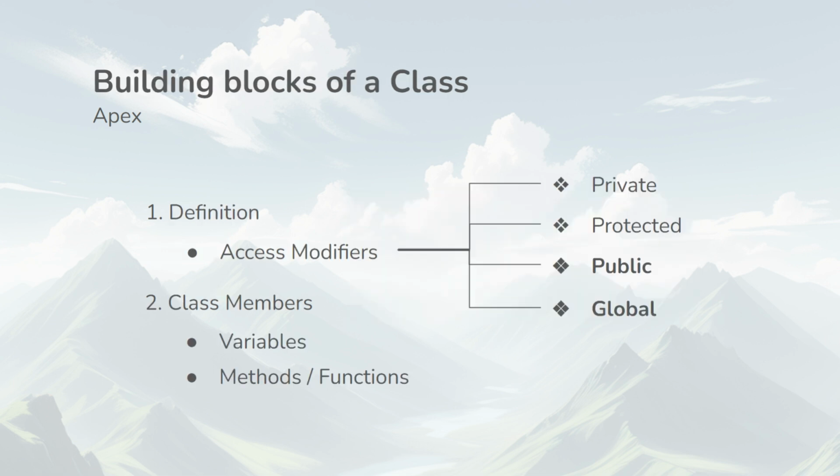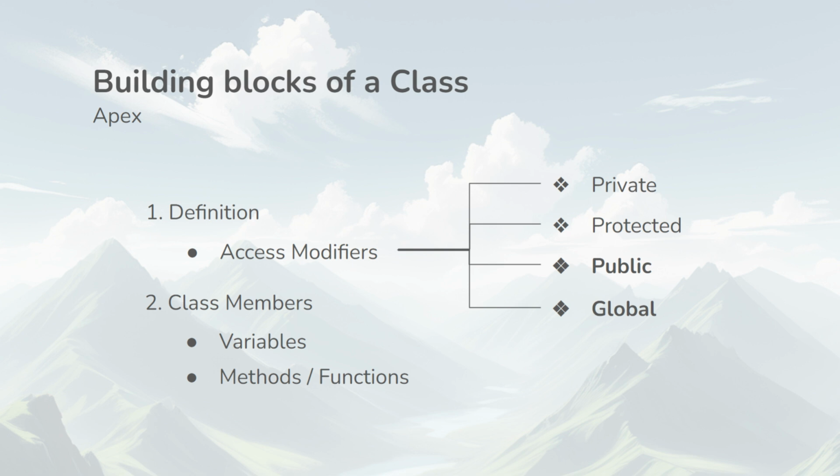So, what are the basic building blocks of a class? The first is the class definition. Here we define a class. In the definition, we need to specify the access modifier. Possible access modifiers could be private, protected, public, and global. Since private and protected access modifiers are not commonly used, we will just focus on public and global. Public access modifier is the default one that should be used. This allows the class and its members to be accessible within the same namespace.